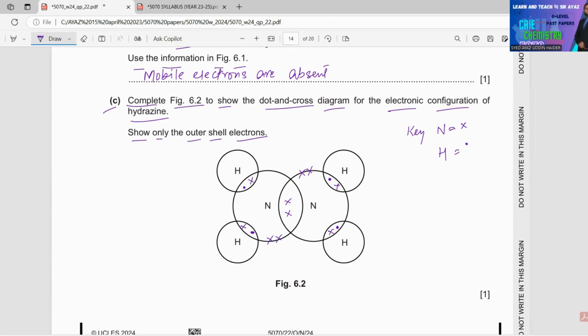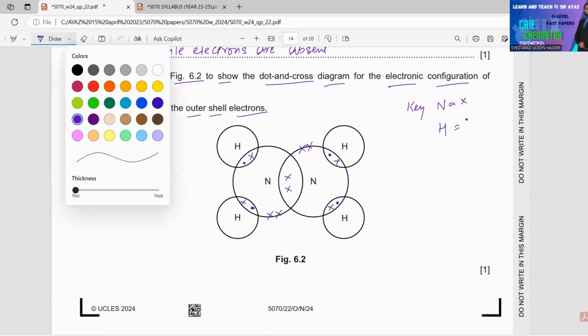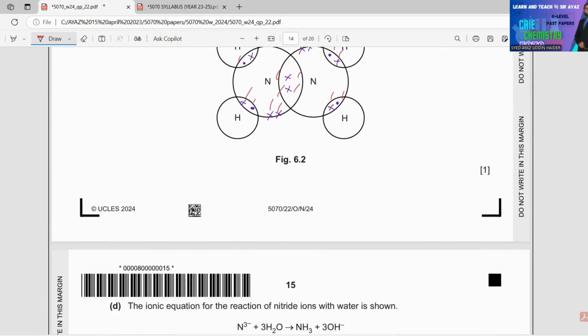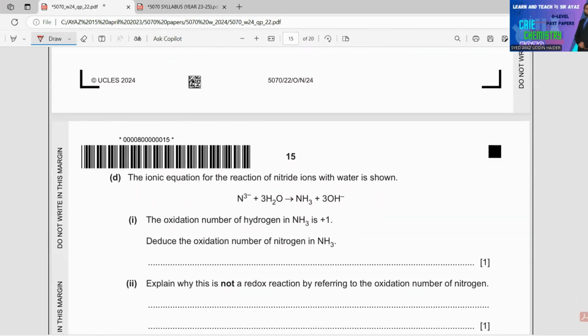So if you count the total number of electrons in each of these circles, for each nitrogen, it should be 8. 1, 2, 3, 4, 5, 6, 7, 8. For the left hand side, 1, 2, 3, 4, 5, 6, 7, 8. And for each hydrogen atom, there will be 2 electrons. Moving to next part.